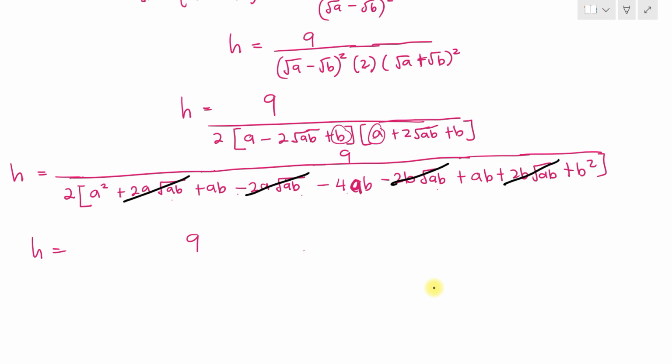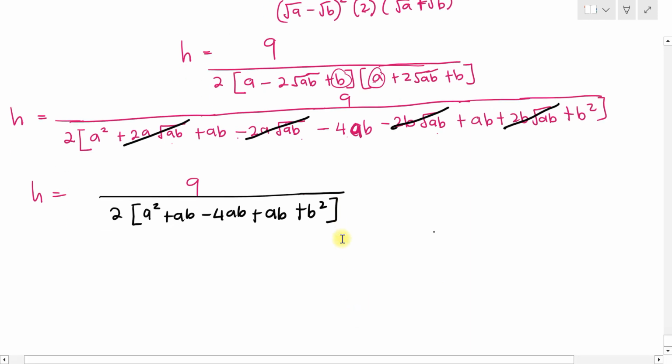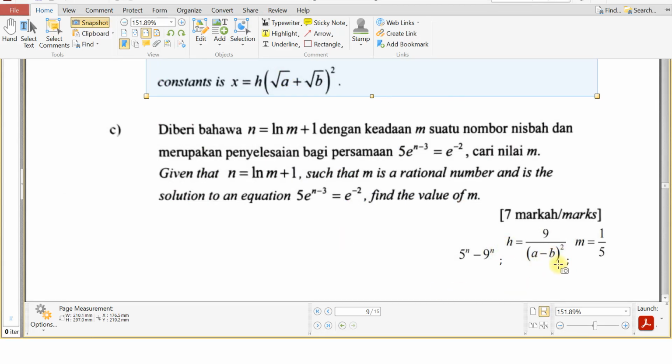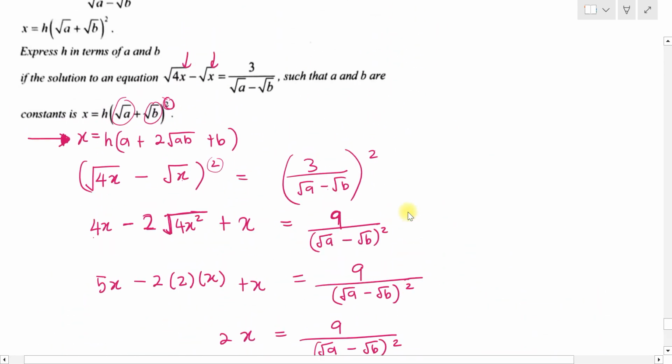So what is left? We need to look first. A square is there. AB minus 4AB. A square AB minus 4AB plus AB. Okay. And plus B square. So, what do we have? H is equal to 9. I don't get any 2 here. Why am I getting 2 there?